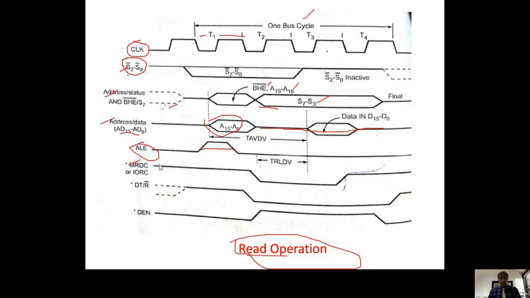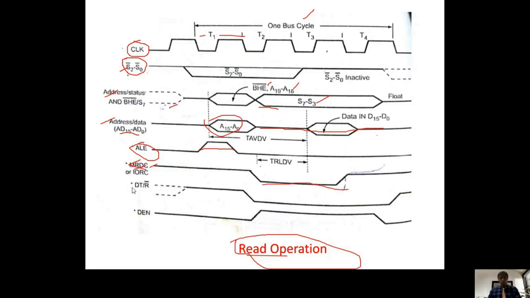See here, this MRDC bar must be low. It is actually, in our case, memory read command bar and IO read command bar. Remember, they are bar signals. In order to activate, these two must be low during T2 to T4 times. Then only it will perform either memory read or IO read.